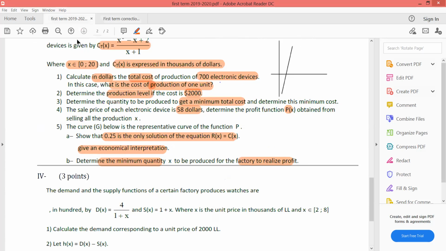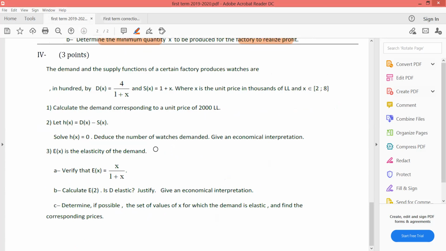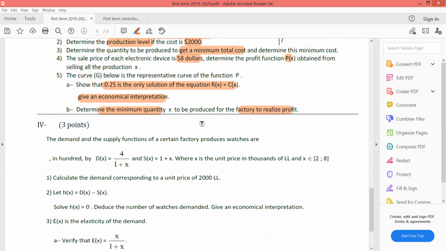Okay, one more exercise. We did cost, revenue and profit; here we do demand and supply. The demand and supply functions of a certain factory that produces watches are in hundreds. Demand is given by 4 over 1 plus x, and supply is 1 plus x, where x is the price in thousands of Lebanese lira, and x is between 2 and 8. Demand and supply are in hundreds of units, and x is the price in thousands.